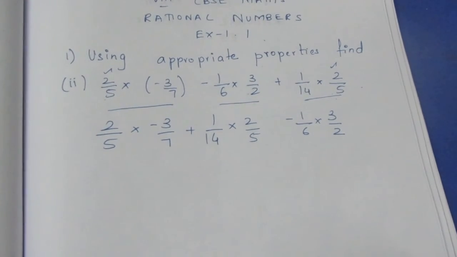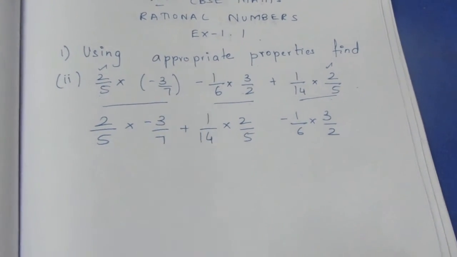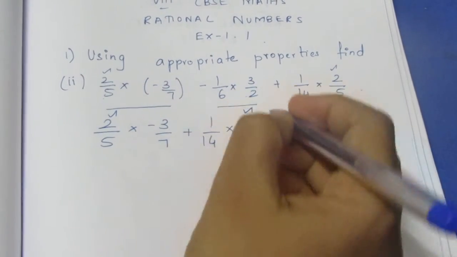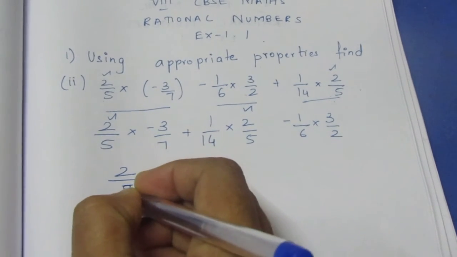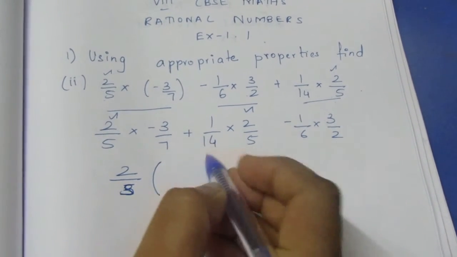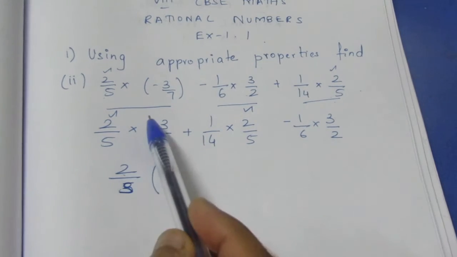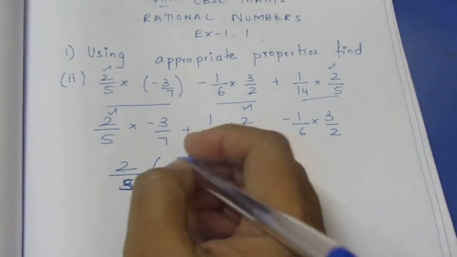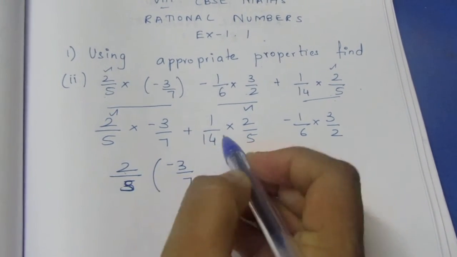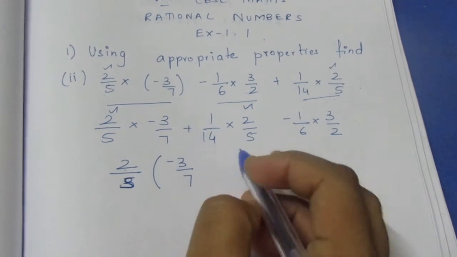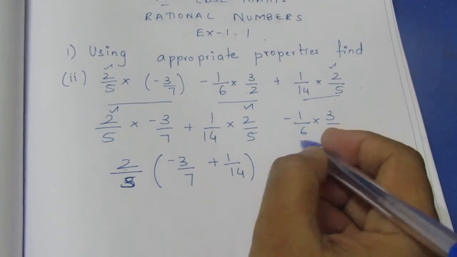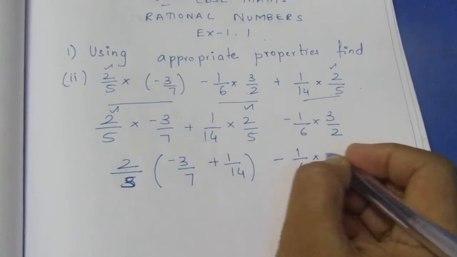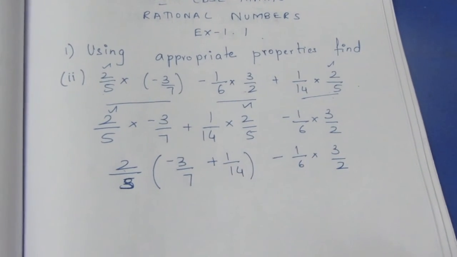Now we know that 2 by 5 is common in both the cases, so take it commonly outside. 2 by 5 here, take it outside. Write the rest in the bracket. Here taking 2 by 5, we have minus 3 by 7. Write it here. We have 2 by 5 outside, so here it becomes 1 by 14. So write this term, minus 1 by 6 into 3 by 2.